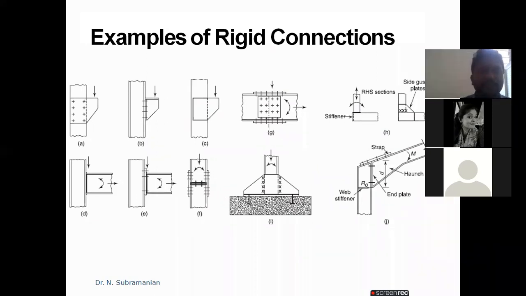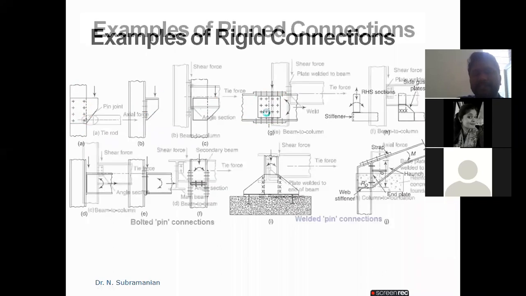If you see, these are the rigid connections. This one is the column and this one is the plate. So these are the bolts. If you observe here, these are the bolts. And this is one type of connection. Like that, we have different types of connections.